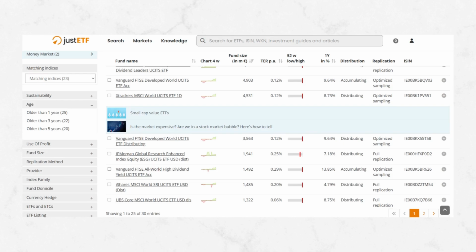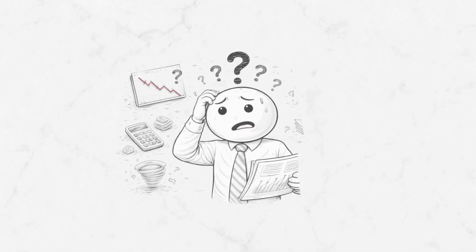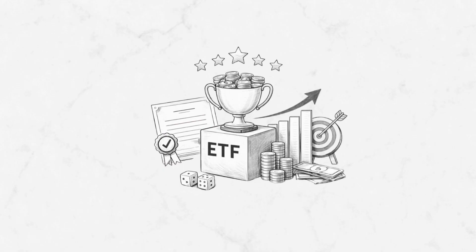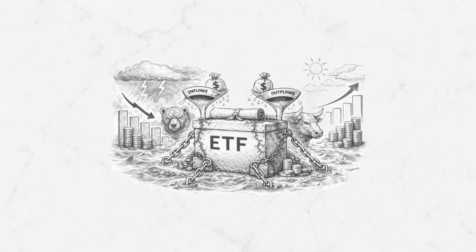Next filter, age. This means how long the ETF has existed. Why does that matter? Because an ETF is a product. It has a structure. It has a provider. It has real-world tracking behavior. A fund that has existed for many years has a proven operational history. It has lived through different market environments. It has shown that it can track its index properly, handle inflows and outflows, and function during stress.